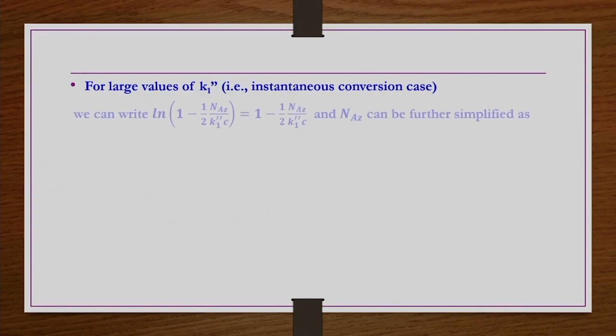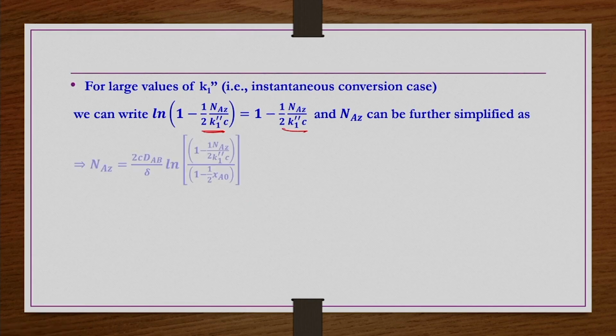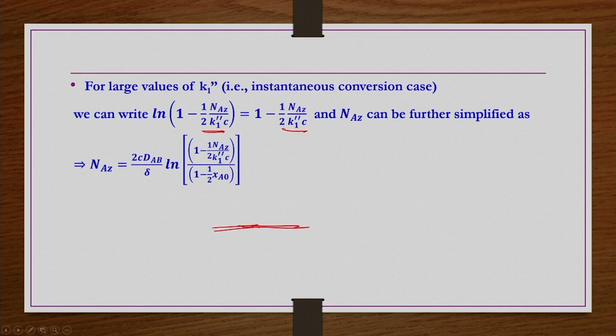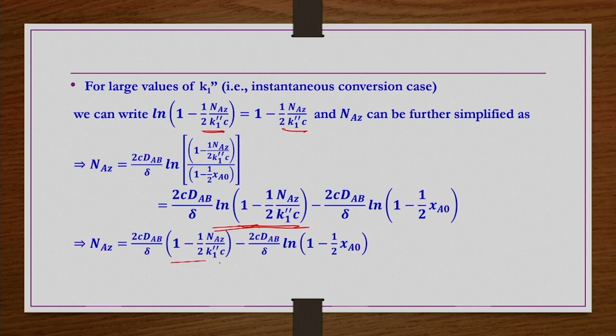So, for large values of k1 double prime, instantaneous conversion case, whatever ln of 1 minus 1 by 2 naz k1 double prime c, if k1 double prime is very large, so then this term would be very small. So, ln of 1 minus this term, we can write 1 minus of that term, right. So, naz we can further simplify like this, then we have this particular term. So, in this particular term after expanding, in place of ln of this term I can directly write 1 minus of that particular term.